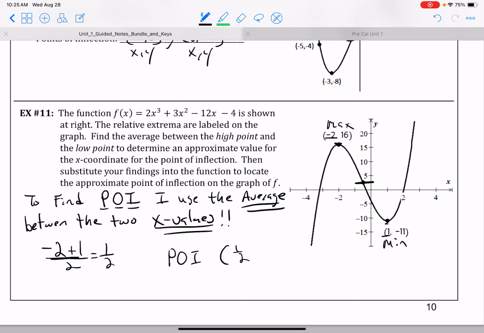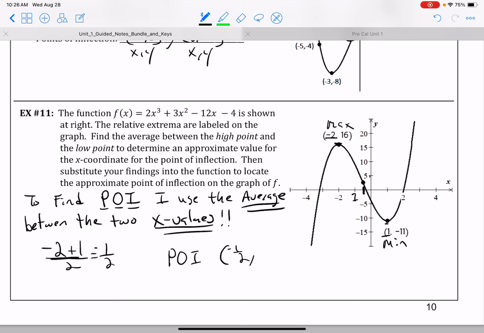If I look at the point of inflection, let me go ahead and erase this so you can see it again. If I look at my point of inflection, it looks like it's right here. This is 1. This is, excuse me, it's supposed to be a negative 1/2. That's about a negative 1/2. It looks like that works. Now all I've got to do is find the y value.